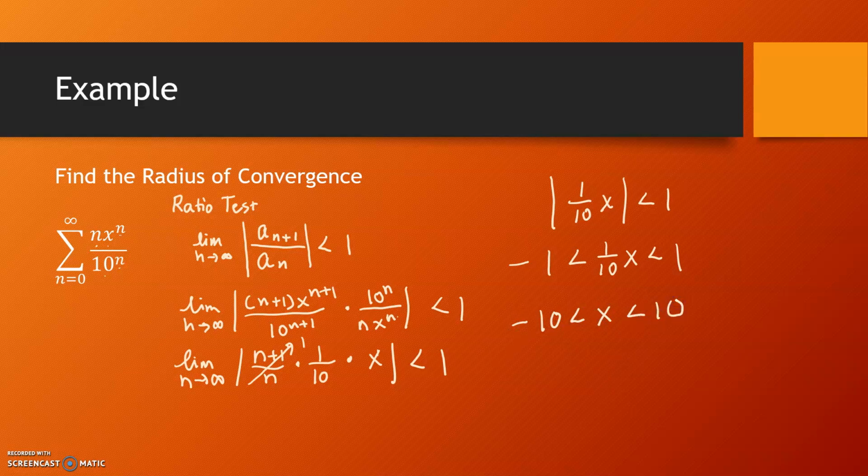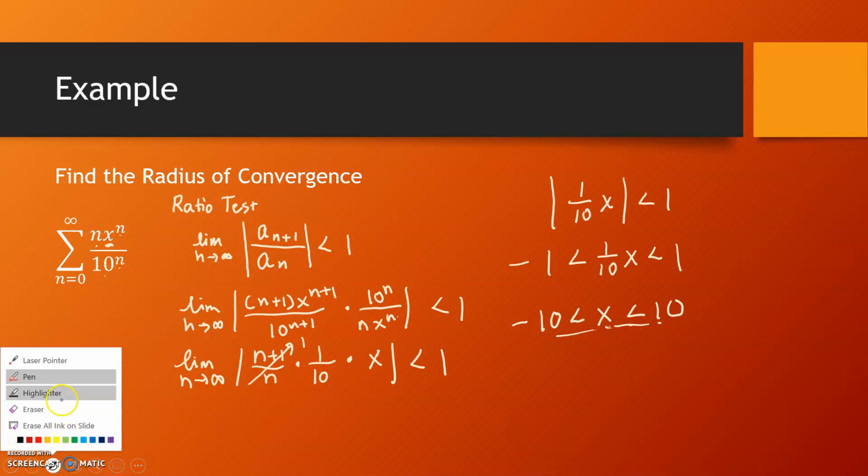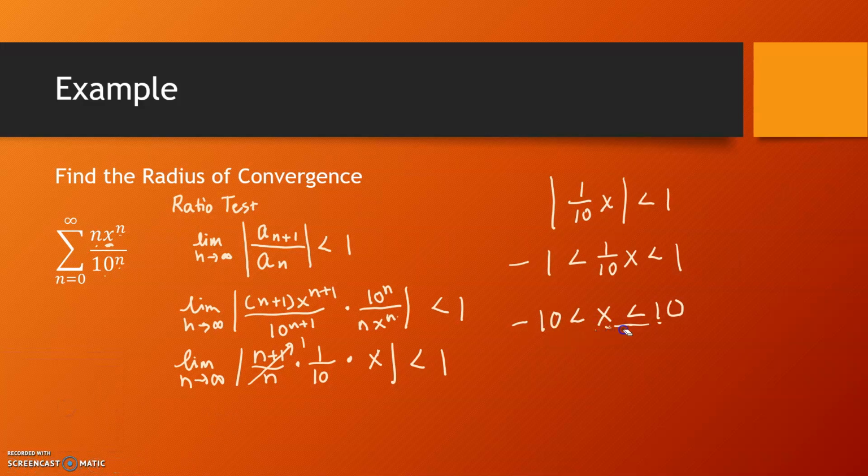Our center is x equals 0 here, so our center is 0. And we're centered at 0, and our radius is 10 in both directions. The thing to be careful of is right now and until tomorrow, we don't know whether these signs are correct. We don't know whether these signs have less than or equal to bars or not. But we do know that the radius of convergence is 10.